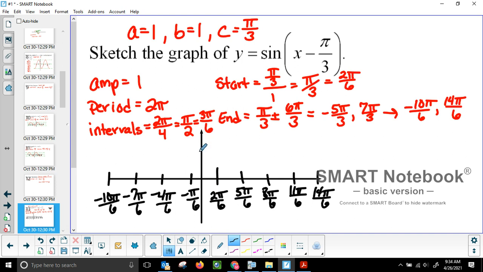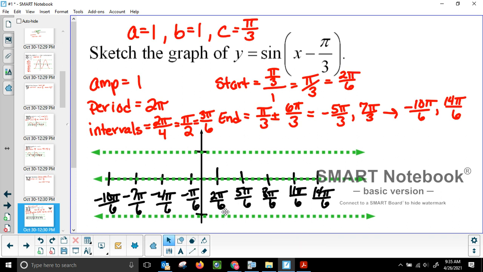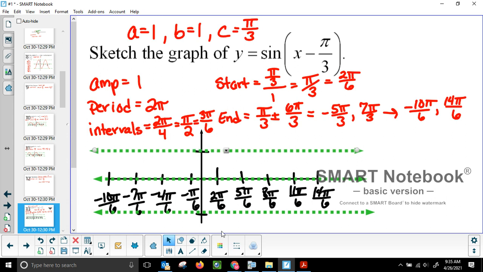Of course, my amplitude is just 1, so I just need to go up 1 and down 1. All right, our baseline is still at the x-axis. Amplitude tells me to go up 1 for my maximum and down 1 for my minimum. Now, what we have to be careful of here is, did any of my tick marks that I created end up being 0? No. So we're actually not going to be putting a point on the y-axis.